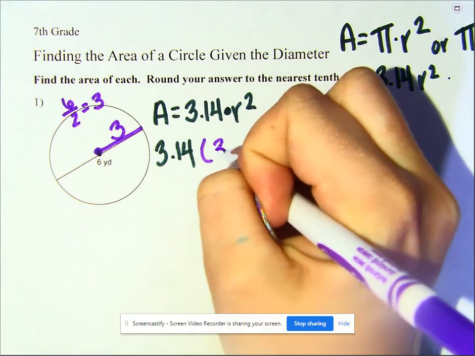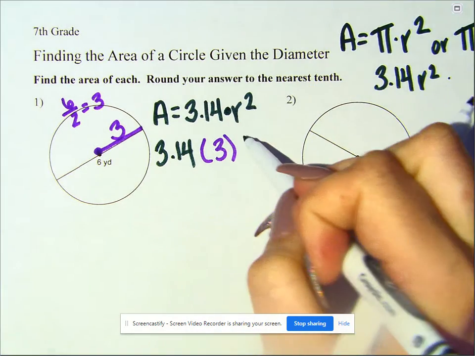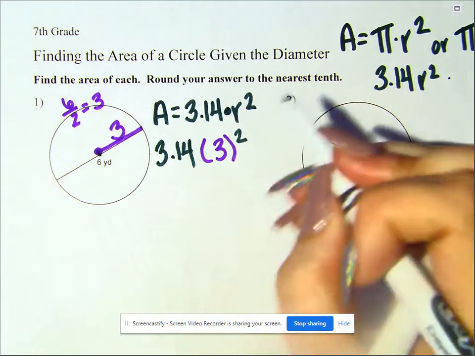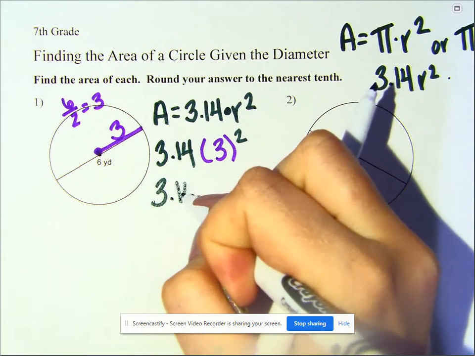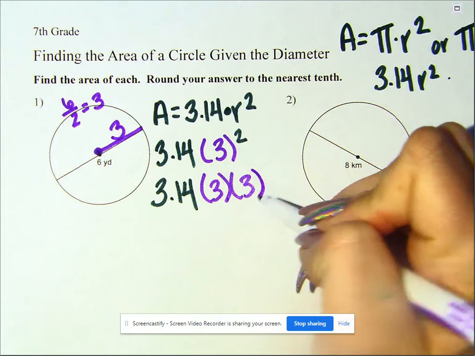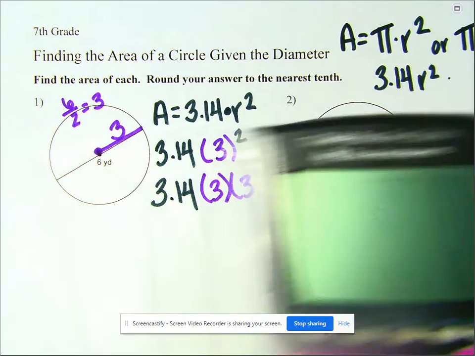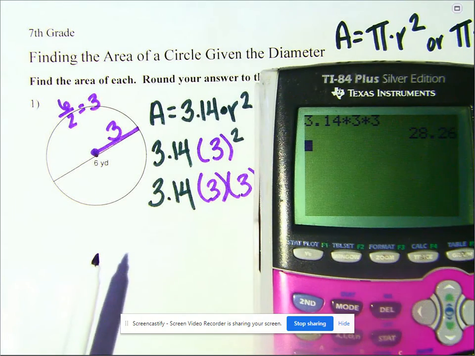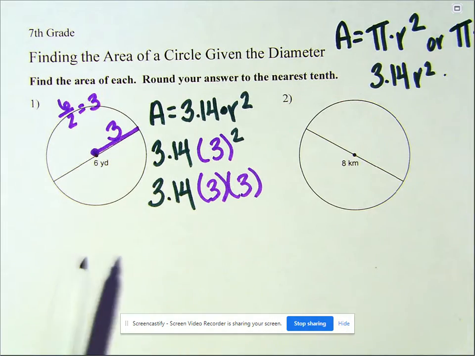times 3 squared, and when I square something, I just multiply it by itself. So it's going to be 3.14 times 3 times 3. So take out your calculator. If you don't have the graphing calculator, don't worry about it. Take out your phone, take out another handheld calculator, or use Google. We're going to do 3.14 times 3 times 3, and that number in the calculator comes out to be 28.26.